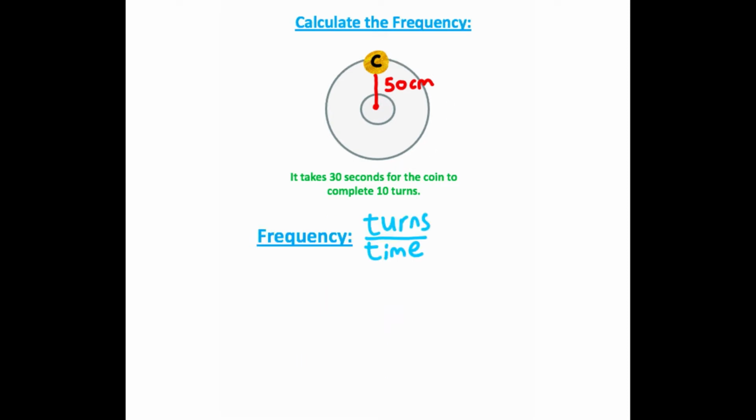We're going to calculate frequency. We're going to do this using turns over time. And we have 10 turns that are completed in 30 seconds because that's given in the problem. We complete 10 turns, so that's going to be our turns. And then we complete this in 30 seconds, so that's going to be our time. So we have 10 over 30. Now 10 divided by 30 will reduce down to 1 over 3.